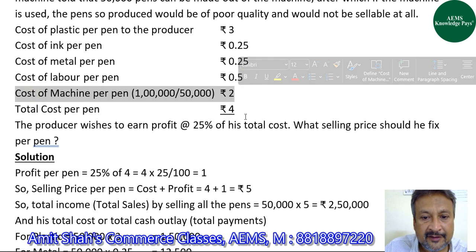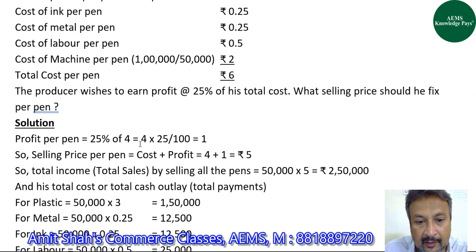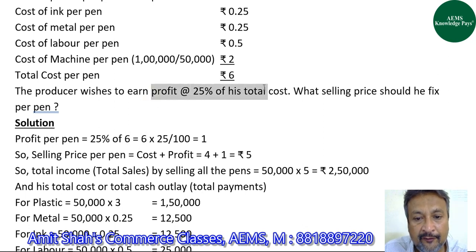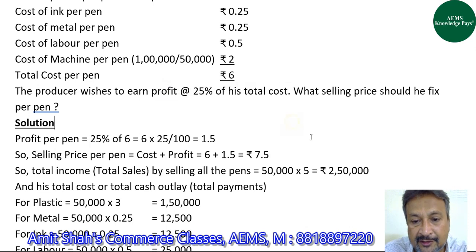This also we should have considered, and with this, now the total cost would have been rupees 6 per pen. So we had to take here 25% of rupees 6 because the pen producer wants to earn profit of 25% on cost. So 25% of 6 is 1.5. It means his selling price should be 7.5, then only he will earn profit at the rate of 25% of cost.